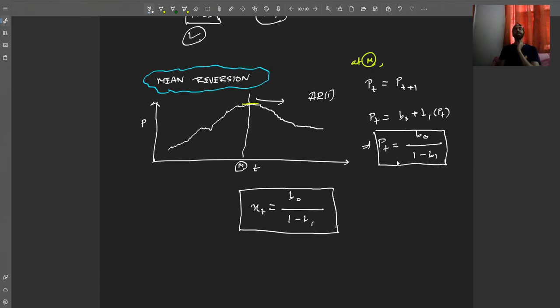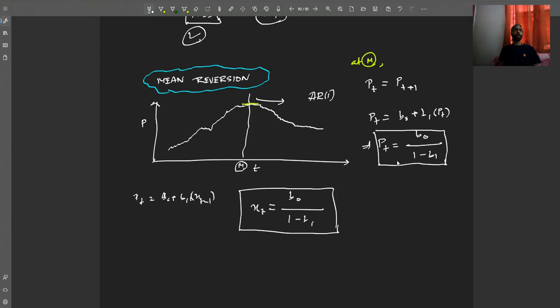If somebody asks you, for an AR1 model where the equation goes like this: xt is equal to B0 plus B1 xt minus 1, what is the value at which the mean reversion will happen? Tell us the value.